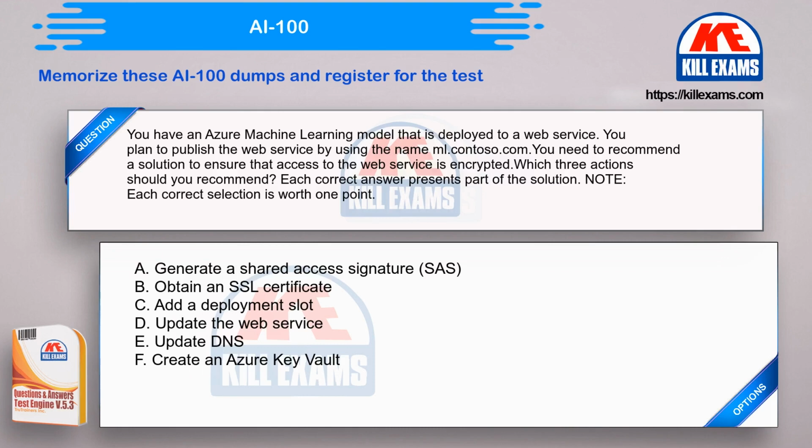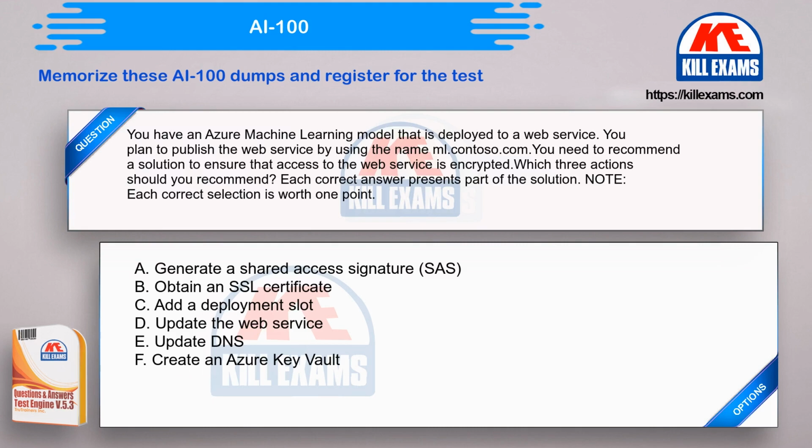Question: You have an Azure Machine Learning model that is deployed to a web service. You plan to publish the web service by using the name ml.contoso.com. You need to recommend a solution to ensure that access to the web service is encrypted. Which 3 actions should you recommend? Each correct answer presents part of the solution. Note: Each correct selection is worth 1 point.